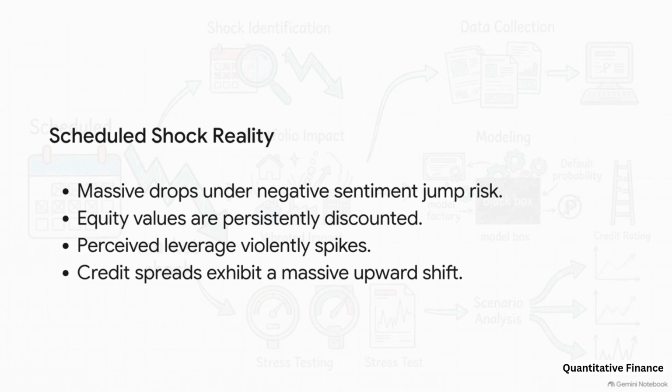announcement even happens. Moving down to panel C, this discounting causes the perceived leverage of the firm to violently spike. But the most striking result by far is in panel D. Look at the one-year credit spread. It doesn't just wiggle. That red dotted line exhibits a massive upward shift, sitting comfortably above 2,200 basis points under negative sentiment, compared to the blue baseline, which rests far, far below that. The market is aggressively pricing in the reality of scheduled shocks long before the actual calendar date arrives.